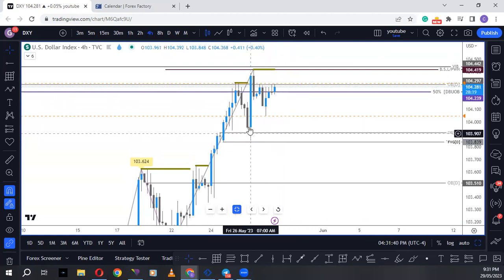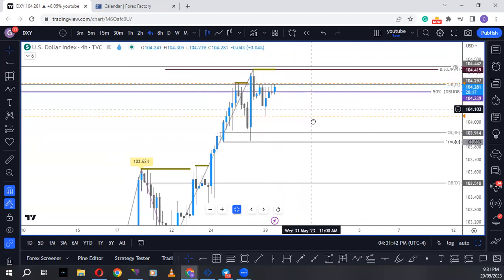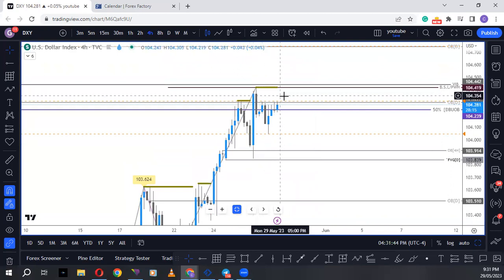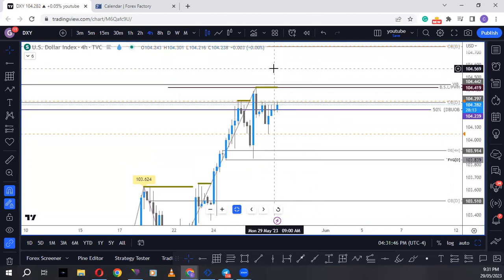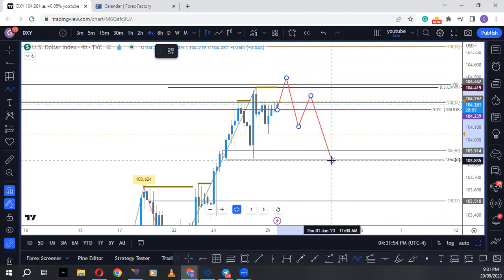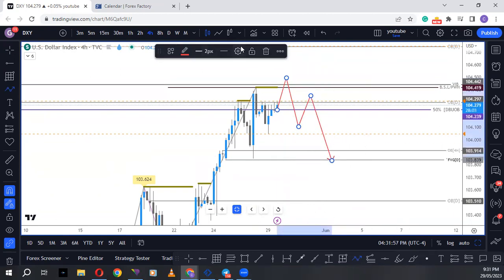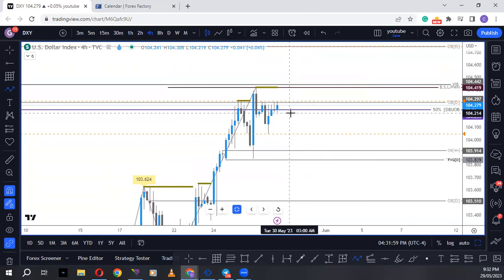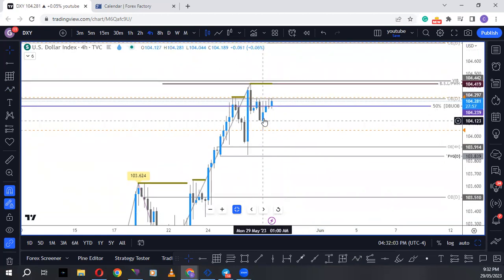And if you notice, after this big candle, the momentum kind of paused. There's no continuation, so it's suspect. So tomorrow, the possibility of seeing something like this on price is very high. That's for the dollar index. It's still bullish, but we might see a correction as price is at premium.